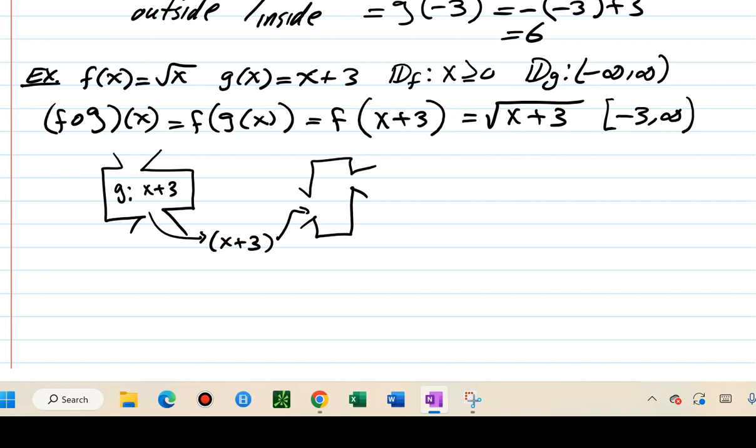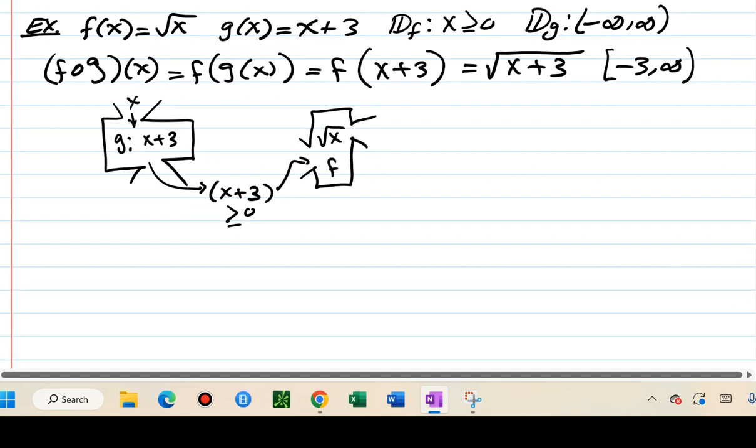And what does f do? F takes the square root of it. So as long as this is positive, greater than or equals 0, then the f machine is happy. G's got no problem handling any input. So our domain is going to be -3 to infinity for this one, for f of g of x.